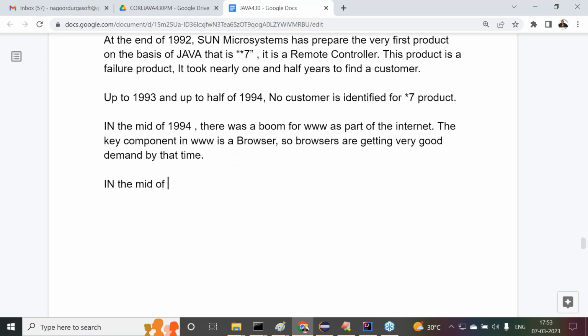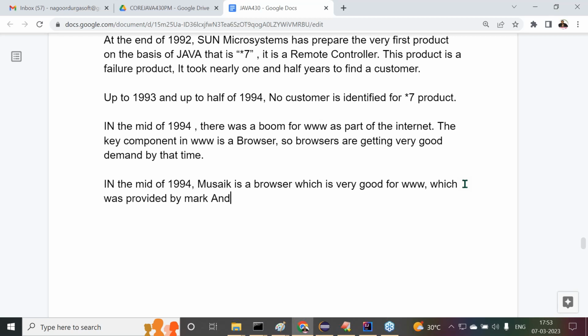In the mid of 1994, Mosaic is a browser which is very good for WWW, and which was provided by Mark Anderson. Who is this person actually? Mark Anderson, who is a UC undergraduate student.